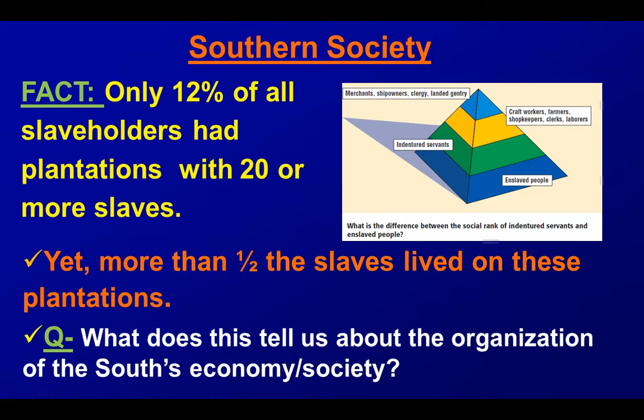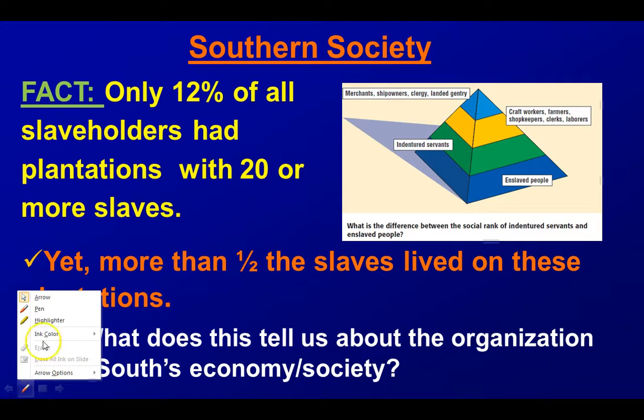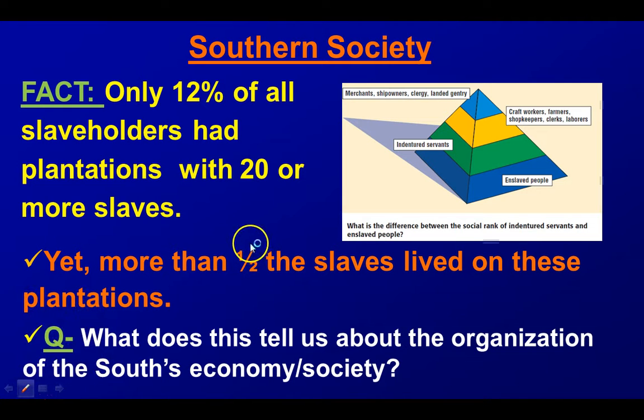Southern society overall is depicted here in the chart. Only 12% of slaveholders had plantations with 20 or more slaves. However, more than half the slaves lived on those plantations. So that means that a significant number of slaves are owned by just a few people, which means a few people have a lot of power and a lot of money in the South. And so that's something that's significant about the Southern economy and society and politics.